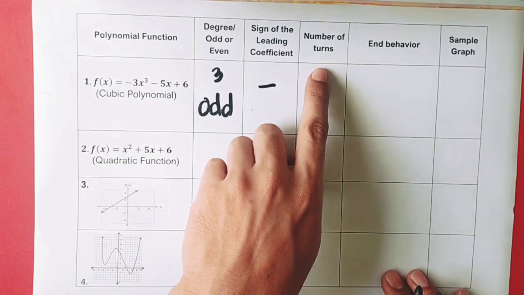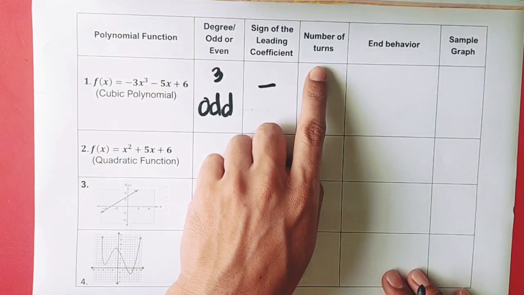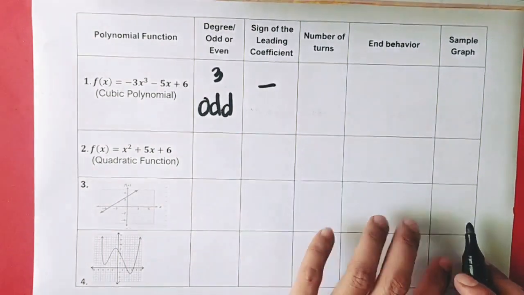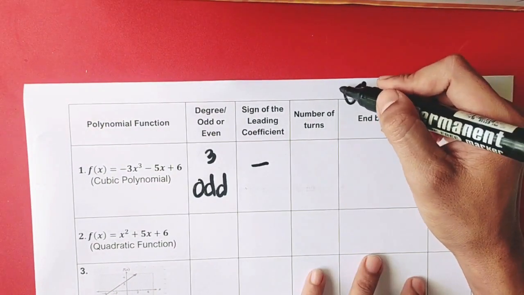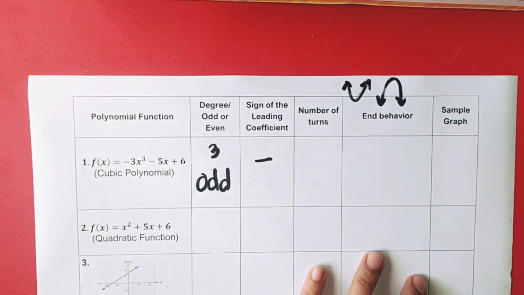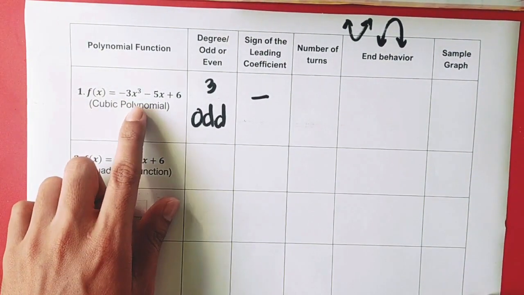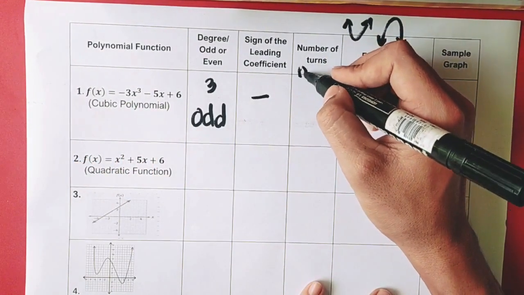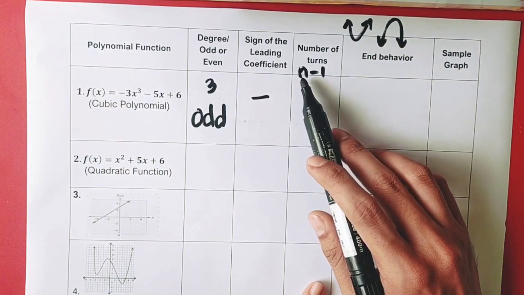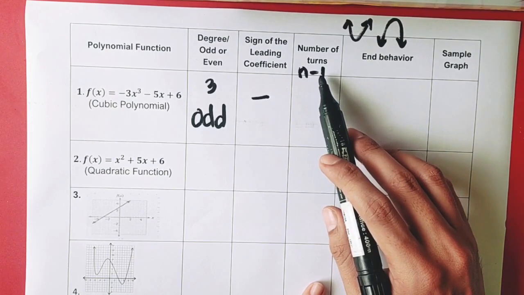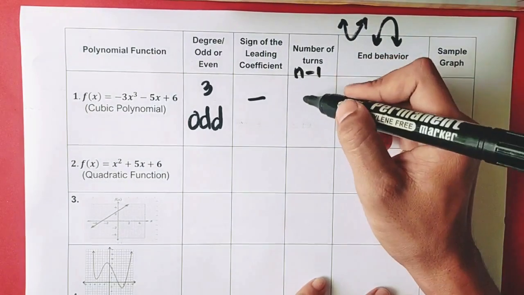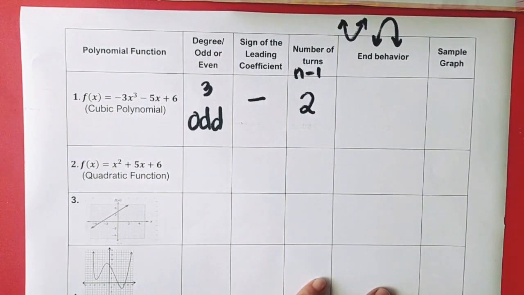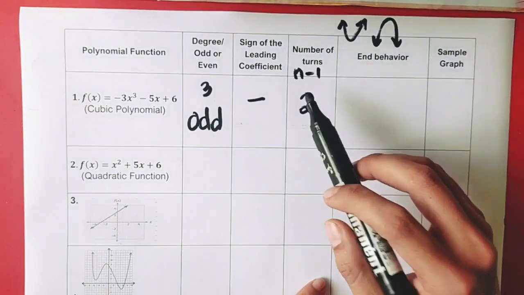Okay? Number of turns. When you were in grade 9, the number of turns of a quadratic function is just 1, whether it is concave up or concave down. Since we have already a cubic, how many turns does the cubic have? It is simply n minus 1. n is the degree, and 3 minus 1 is 2. So the number of turns here is 2. Like when you were in grade 9, the highest exponent is 2, 2 minus 1 is 1. So that is the number of turns.